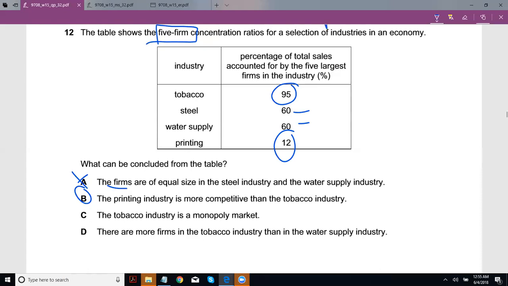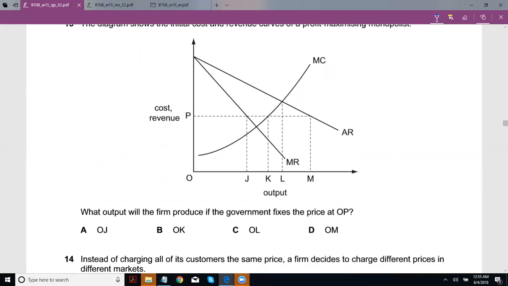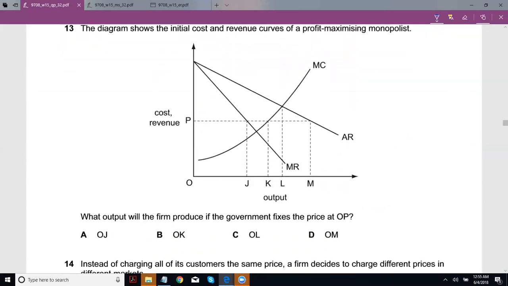The tobacco industry, you can't judge if it's a monopoly. You can tell it's definitely an oligopoly because you're looking at 5 firms, right? For monopoly, 1 firm needs to have such power. There are more firms in the tobacco industry. Well, you can never really tell about the number of firms, so you can just cancel that out because there could be really small firms even in the tobacco industry. And if you look at the water supply industry, this is just the top 5 firms. There could be millions of other firms having very small market share. So you can't really judge just looking from this table. Yeah, I took B.